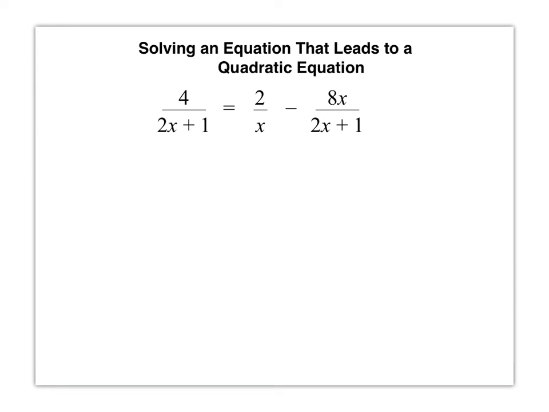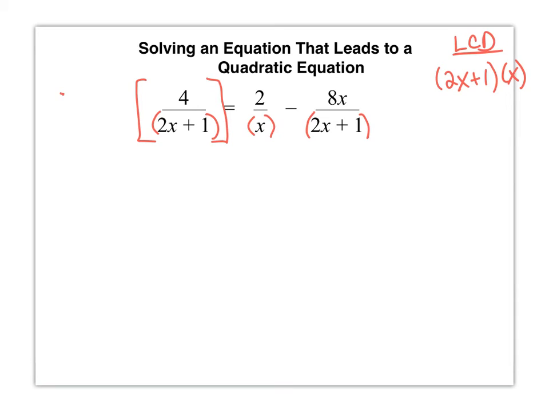Let's look at solving this rational equation by multiplying both sides by the LCD. The LCD is going to have a 2x plus 1 factor, since that's part of the first denominator. It's also going to have an x factor, which is part of the second denominator, and the 2x plus 1 in the last fraction is already represented. So let's multiply both sides of this equation by the LCD.